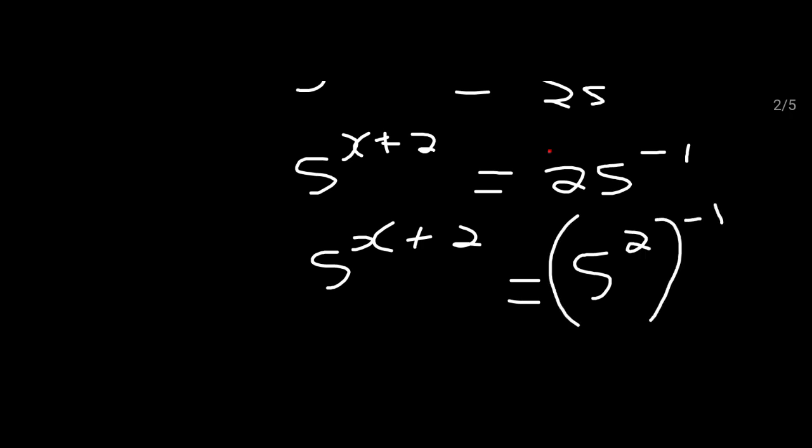The only thing I've changed here is 25, to 25 to the exponent of negative 1. I take it and change 25 to 5 squared, and the negative 1 stays. You see? So everything above is the same as what we have.